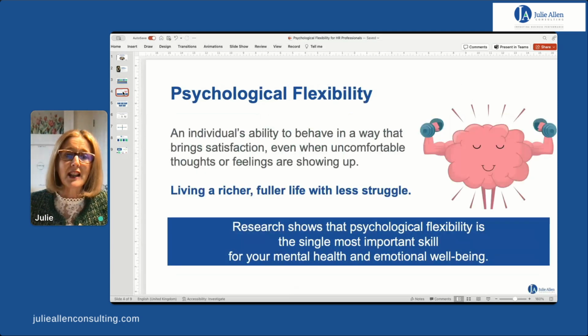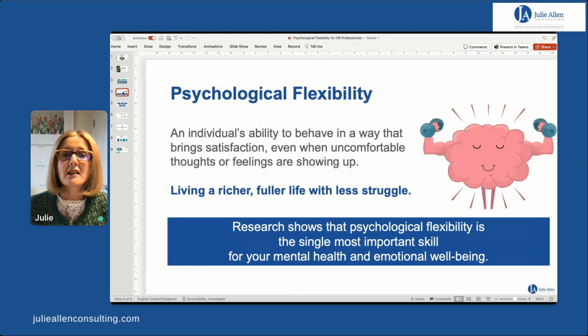So thinking about that, what is psychological flexibility then? Psychological flexibility is an individual's ability to behave in a way that brings them satisfaction, even when uncomfortable thoughts or feelings are showing up. And if you think about the previous slide, highlighting the HR challenges, what we do know is those uncomfortable feelings that are showing up are, for example, stress and anger, and also a lack of trust.